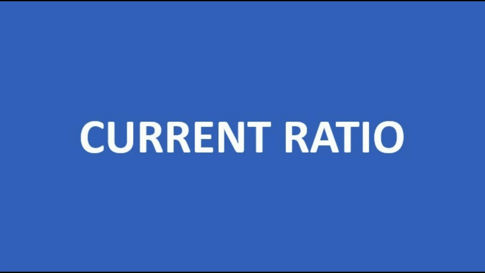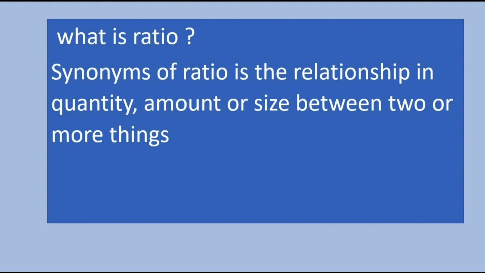Hi students. We are going to look at current ratios, our today's topic. Before we go into our topic, let's first see what ratio is. Synonyms of ratio is the relationship in quantity, amount or size between two or more things. In another word, a ratio says how much of one thing there is compared to another thing.